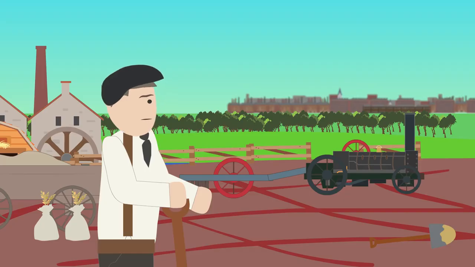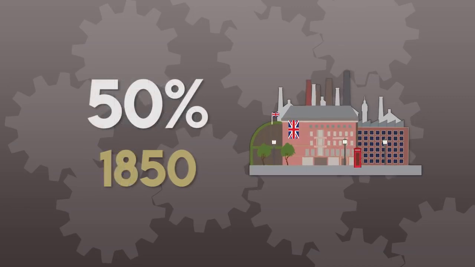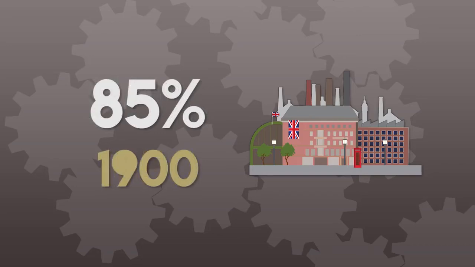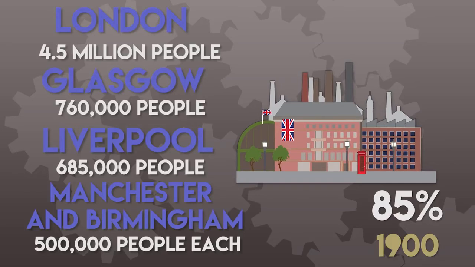Industrial labor opportunities drew people to the cities from the countryside, to such an extent that in 1750 only 15% of the population of Britain lived in towns. By 1850, over 50% of the entire population of Great Britain lived in either a town or a city, and by 1900 it was 85%. London had 4.5 million people, Glasgow 760,000, Liverpool 685,000, and Manchester and Birmingham 500,000.